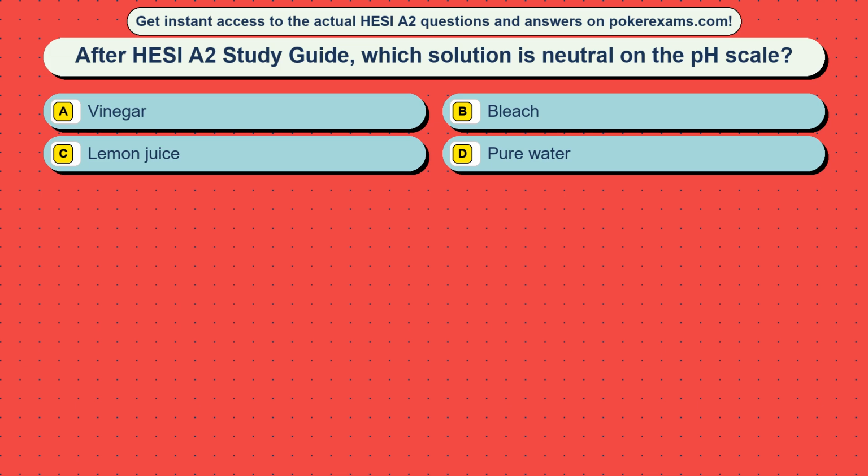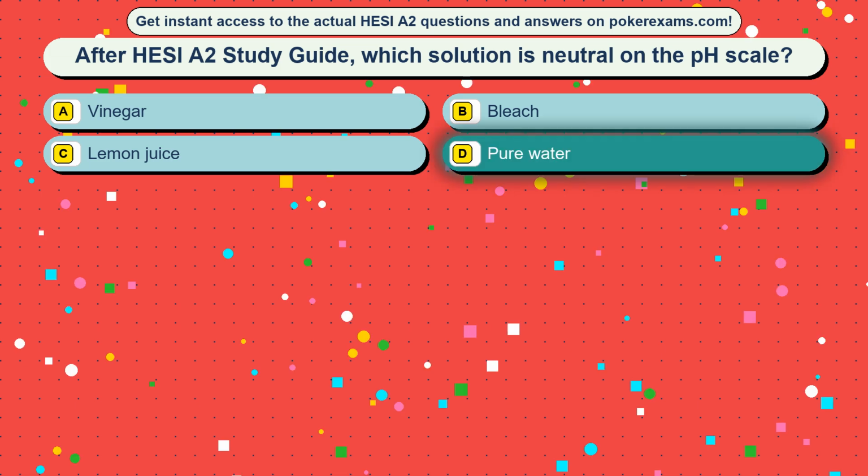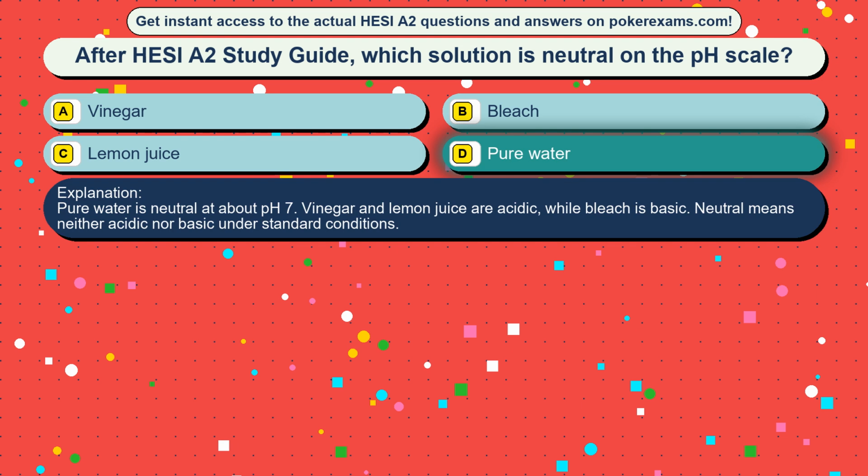Option C, lemon juice. Option D, pure water. The correct answer is option D, pure water. Pure water is neutral at about pH 7. Vinegar and lemon juice are acidic, while bleach is basic. Neutral means neither acidic nor basic under standard conditions.